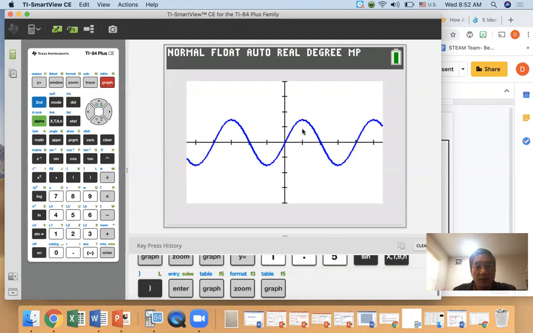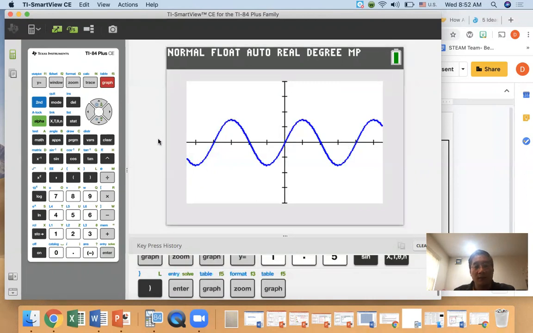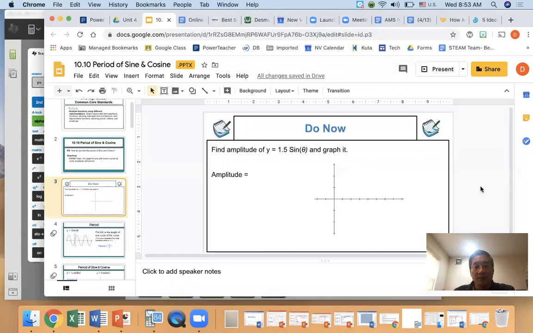And then on the x-axis, what is the degree? 90 degrees and 180 degrees, 270, 360 degrees. But as radians, pi over 2 radian, pi radian, 3 pi over 2 radian, 2 pi radian, right? Negative also goes the same way. So does everybody understand the graph? Good.